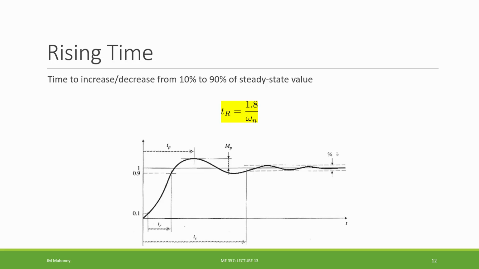So to make that calculation, we're going to take 1.8 and divide by the natural frequency. And that's, again, the time it takes to go from 10% to 90%. There are other definitions of rise time that could come up, like 5% to 95%, but this is the one that this book uses.